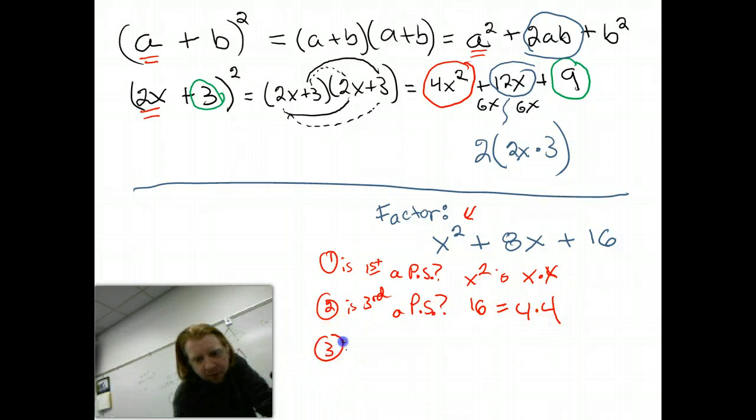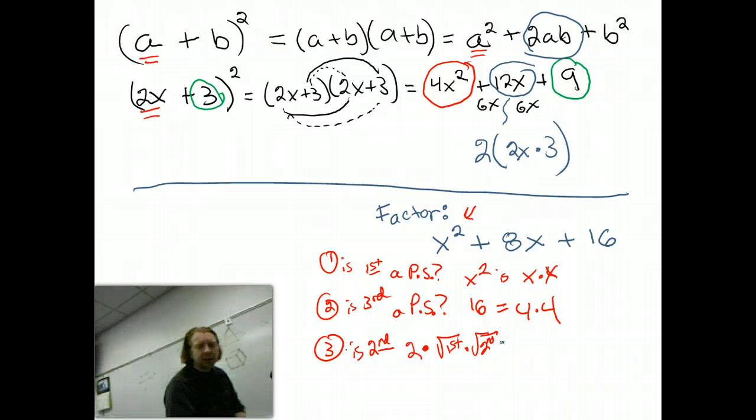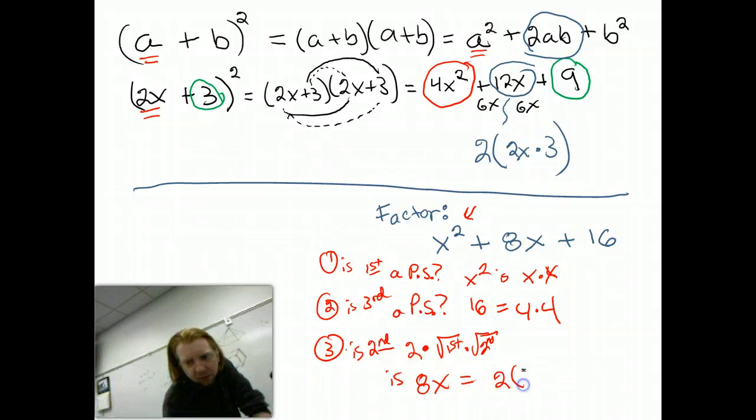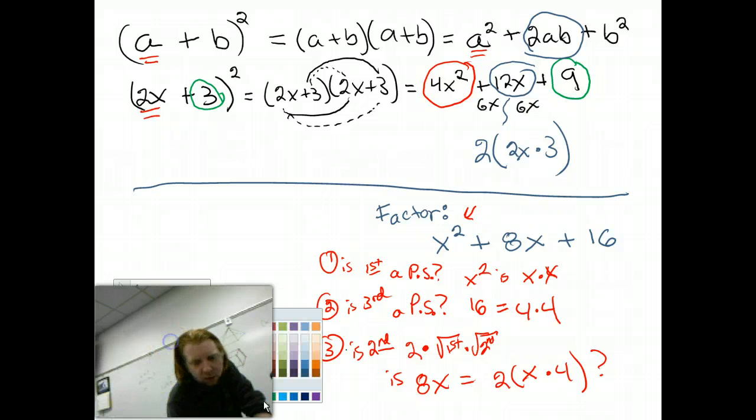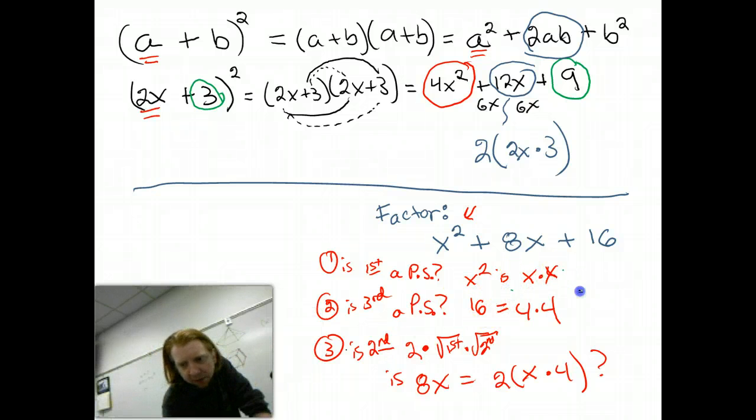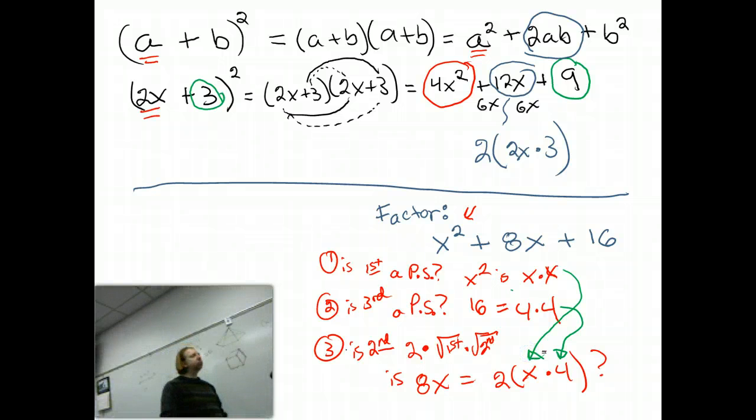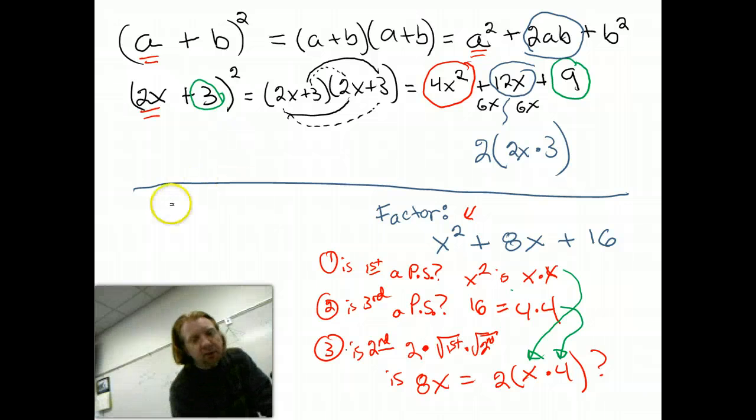Third question. Is the middle term twice the square root of the first times the square root of the second? Now that seems kind of strange at first. It's like, oh, what do you mean square roots? Really what I'm asking is, is 8x twice x times 4? And those numbers come from right here. Here's my x. Here's my 4. Is that true? Yeah.